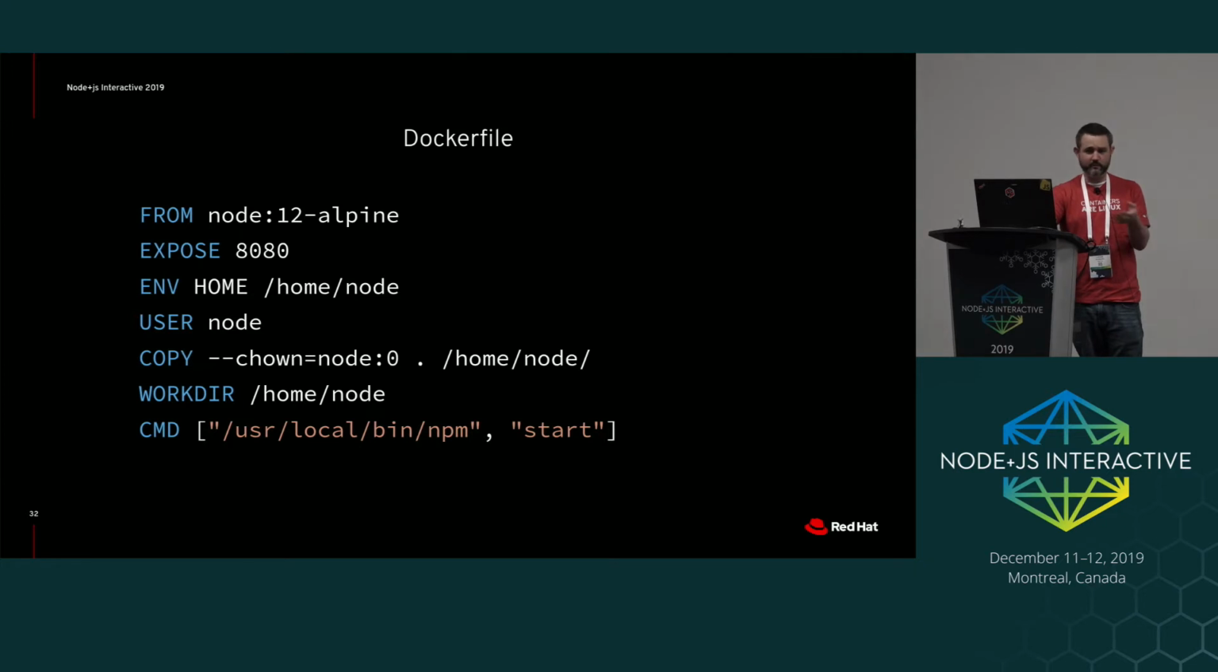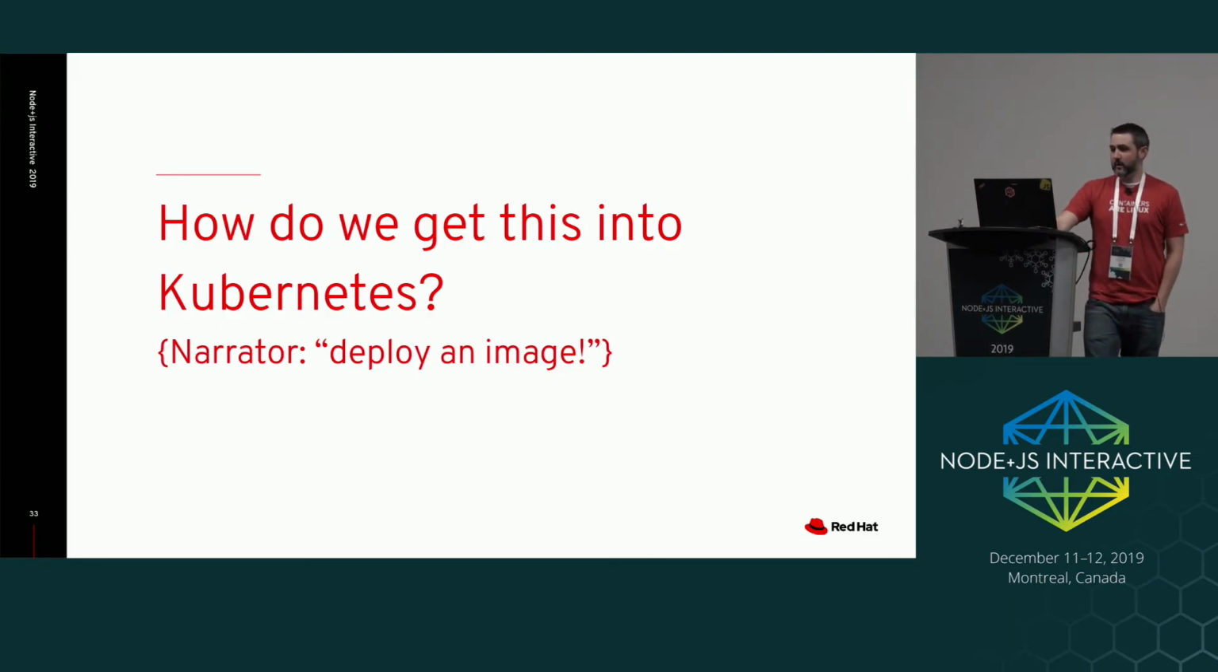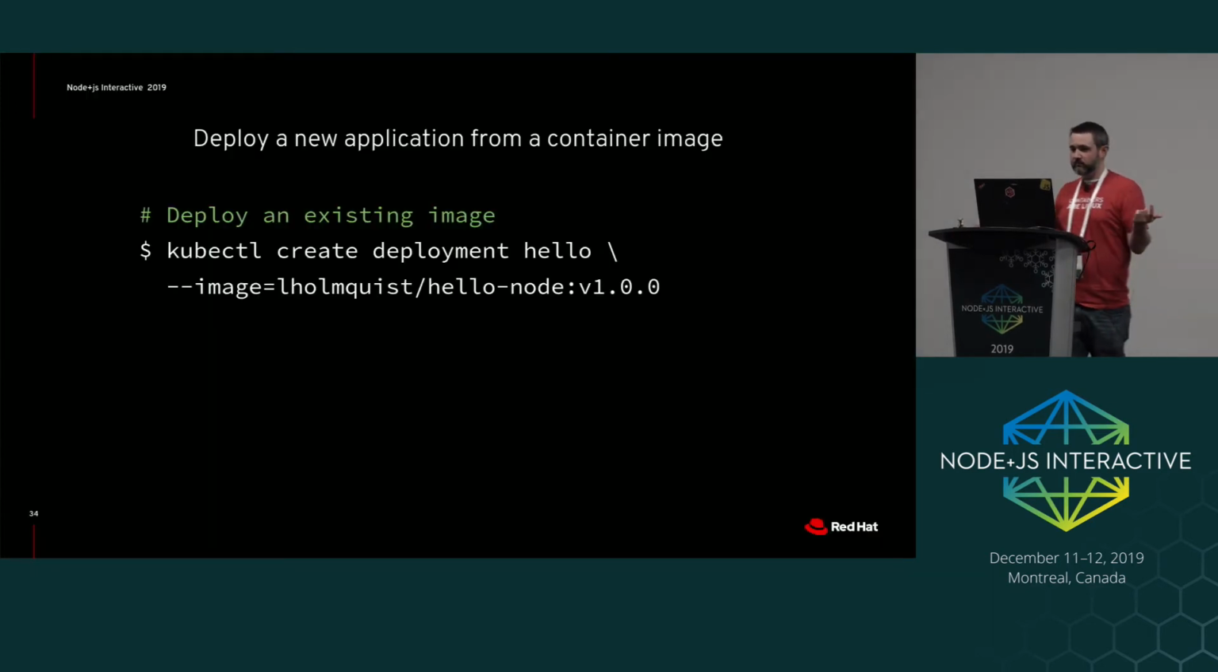It might have some version of Node. At the bottom, you're going to say run npm start or something like that as your command. Just going to go quick here. All right. So how do we get this into Kubernetes? Right. We deploy an image. So here's some things now.